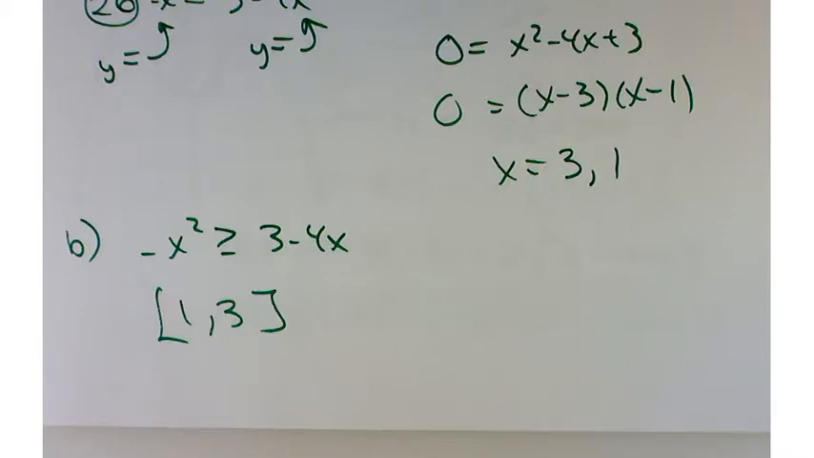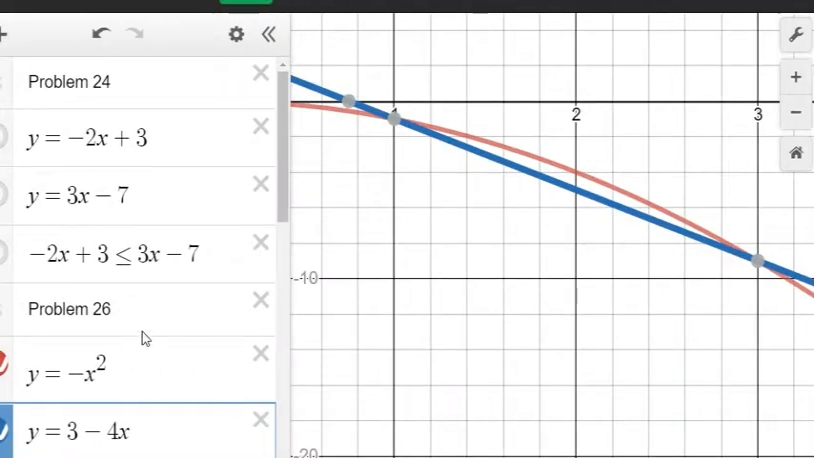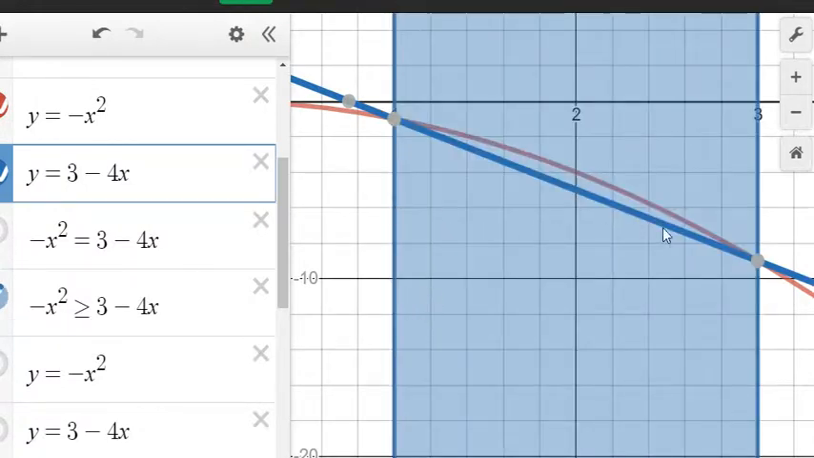If you did that one on Desmos, then it would show you the same thing. So let's click down here for the last one. And notice that it's highlighting everything between 1 and 3. That's your answer. So it's telling you the same thing that we figured out for ourselves. But at least it's reassuring there.